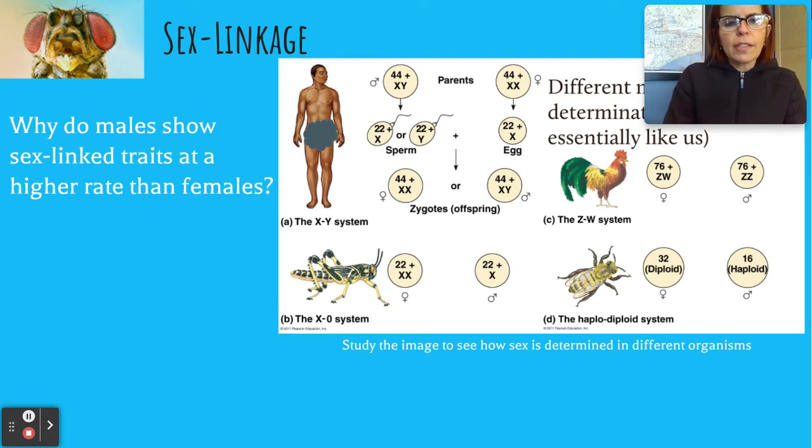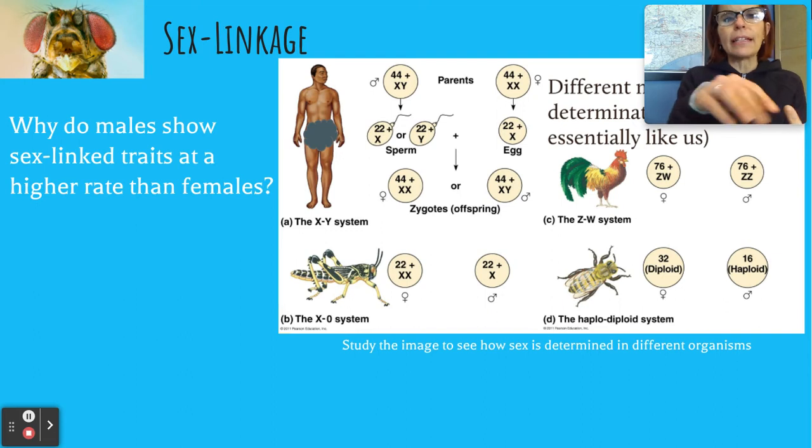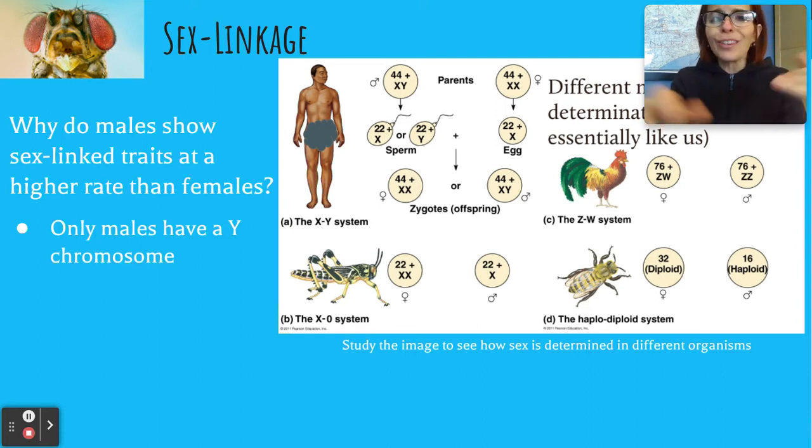Okay, so here's the question. Why do males show sex-linked traits at a higher rate than females? Males are more likely to develop hemophilia. They're more likely to develop red-green color blindness and any number of different sex-linked traits. The question is, why? So first of all, if the trait is carried on the Y chromosome, well, they're the only ones that get it. So the females aren't going to get any mistakes or mutations that happen on a Y chromosome. That's just for the guys.